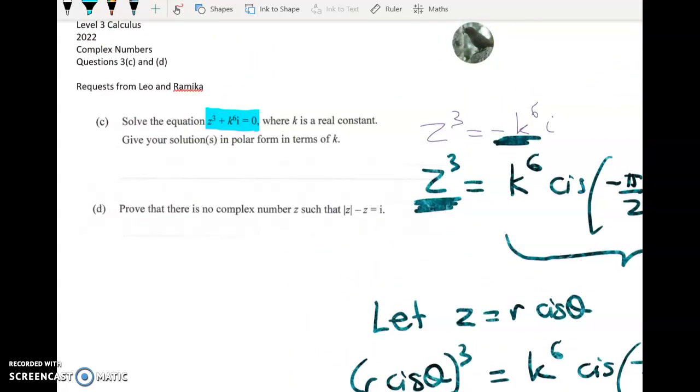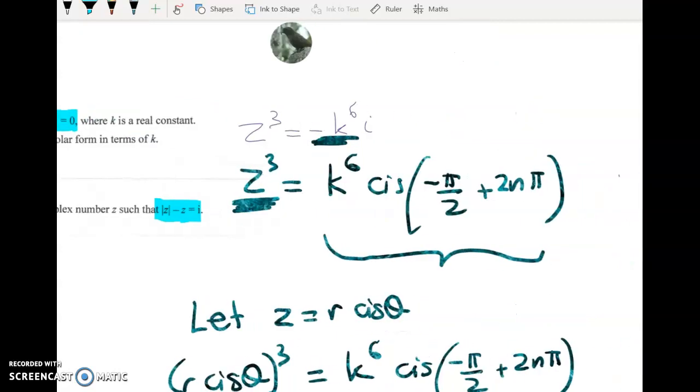So Ramika, that's the first question done. Let me know if that helps. Now the second one for Leo, I'm going to do in the same video. And that's to prove that there's no complex number such that this thing here holds up. And I've done this using a proof by contradiction.